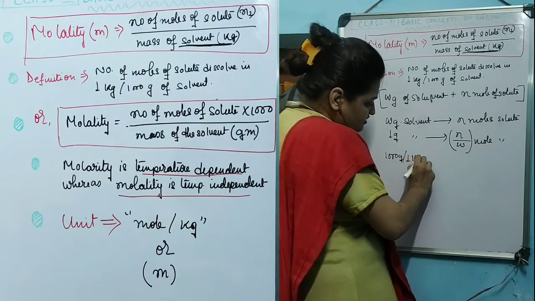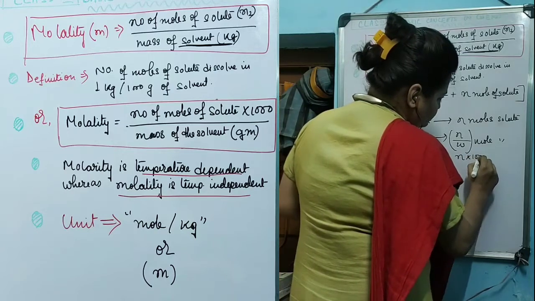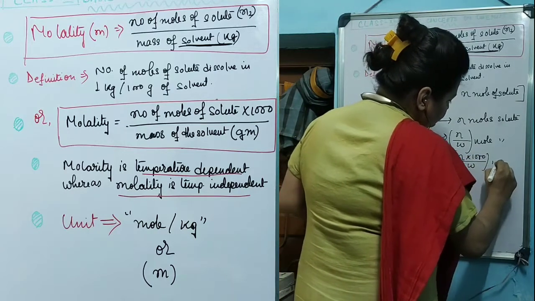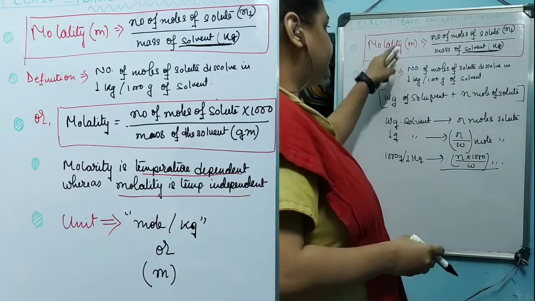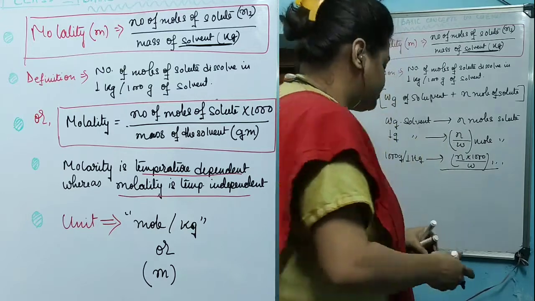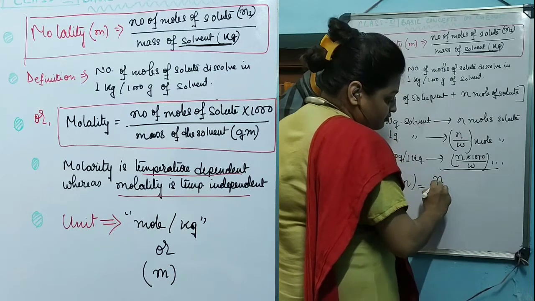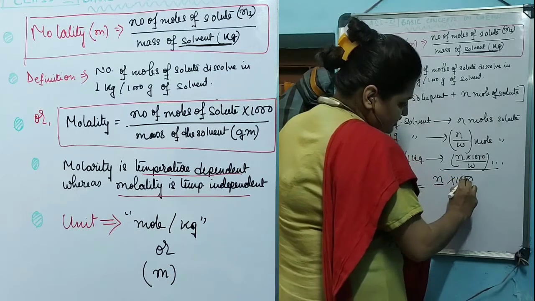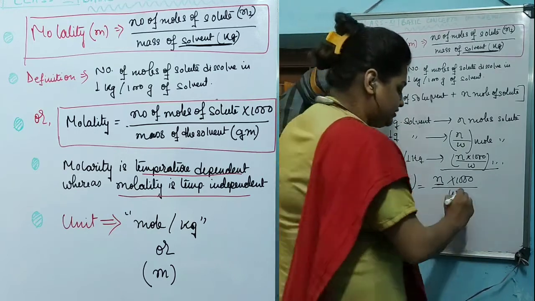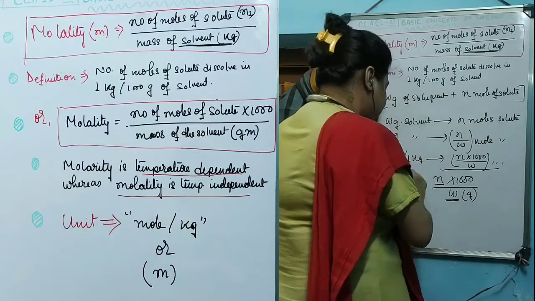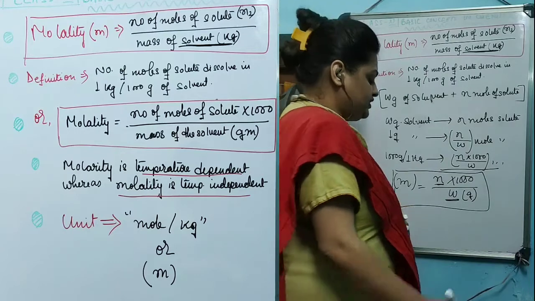1000 gram or 1 kg of the solvent of this solution contains N multiplied 1000 by W moles of the solute. So this is the definition of the term known as molality, which is saying molality is equals to number of moles multiplied 1000 by mass of the solvent taken in gram. This is the mathematical expression for the term known as molality.